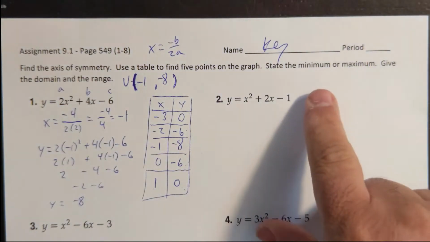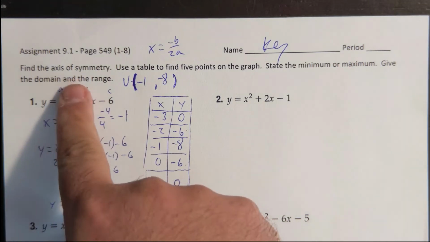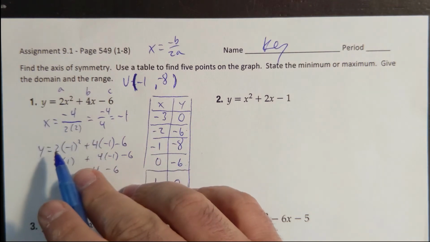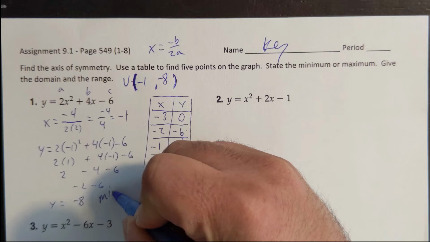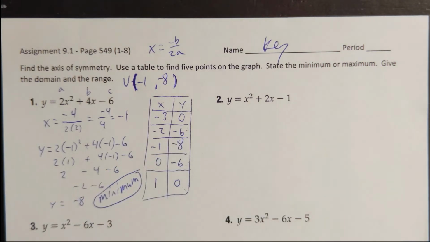It's also asking if you have a minimum or a maximum. Remember that this graph would be going down and then up. It's positive, smiley face. So that means that this would have a minimum. It would not have a max.